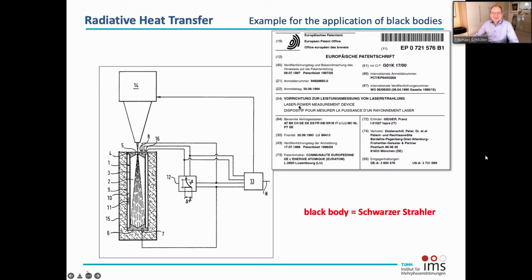And for that kind of measurement, you need exactly such a black body, because you need to know how many watts or kilowatts are coming out of the laser. And to get that, of course, it makes no sense to have just a surface where a lot of light might be reflected directly or diffuse. And therefore, we use this black body.